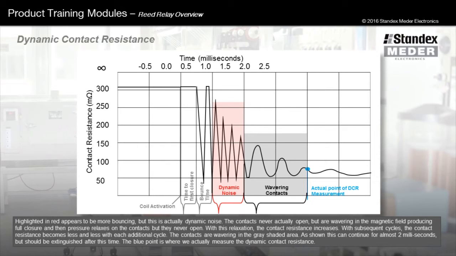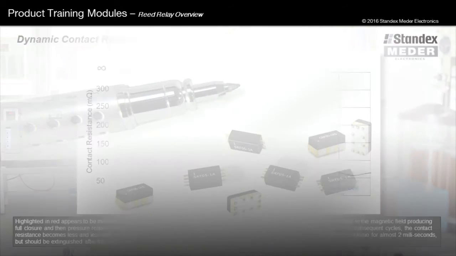With this relaxation, the contact resistance increases. With subsequent cycles, the contact resistance becomes less and less with each additional cycle. The contacts are wavering in the gray shaded area. As shown, this can continue for almost 2 milliseconds, but should be extinguished after this time. The blue point is where we actually measure the dynamic contact resistance.